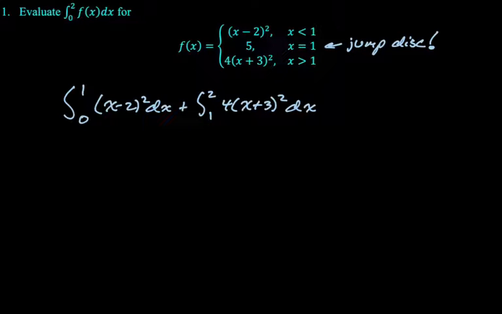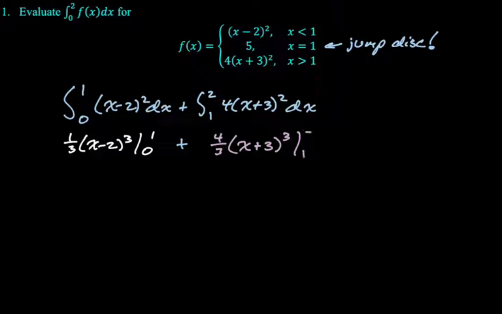And now it's just an annoying problem where we have to integrate this. So for the first integral, we're going to reverse the power rule. We're really reversing the chain rule, but it just gave you a 1. And we're going from 0 to 1. For the second one, it's the same basic problem. 4/3 quantity x plus 3 cubed, going from 1 to 2. And now we have to use the fundamental theorem on both of these.